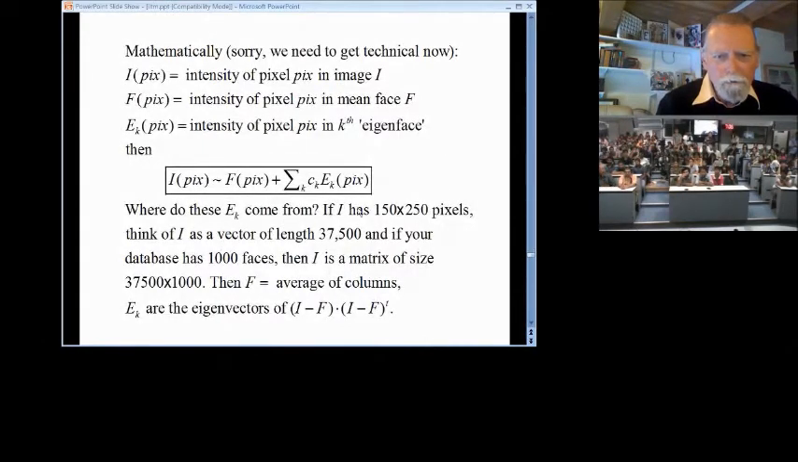So you see, if I had this number of pixels, the image would be a vector of length 37,500. And if you have a database of 1,000 faces, you have a matrix of this size. So you take the average of the columns and the eigenvectors of this. Those are so-called principal components. It's not hard to work out on a computer.